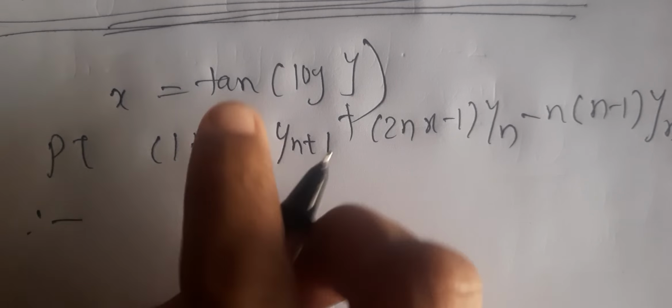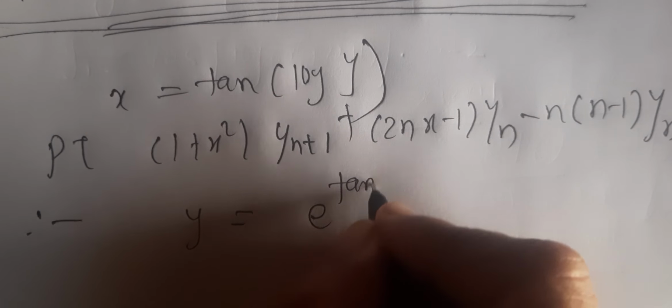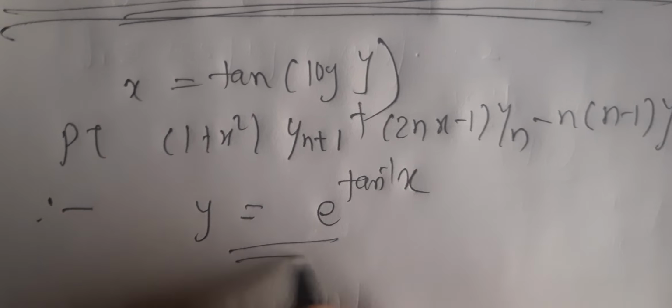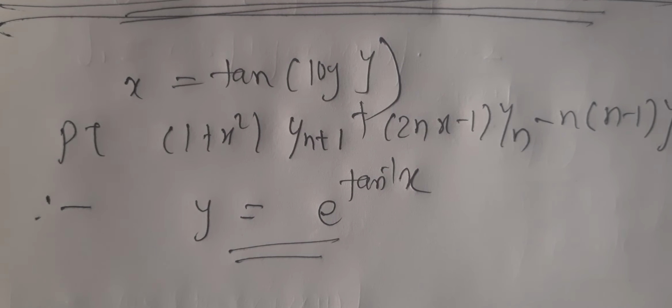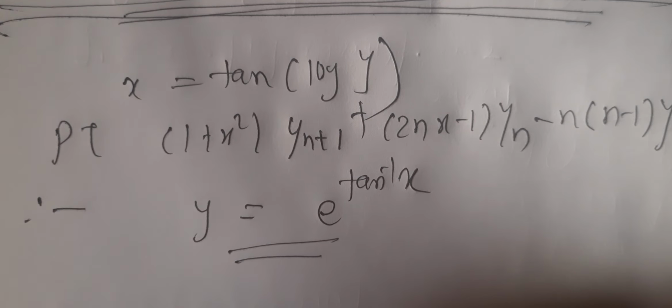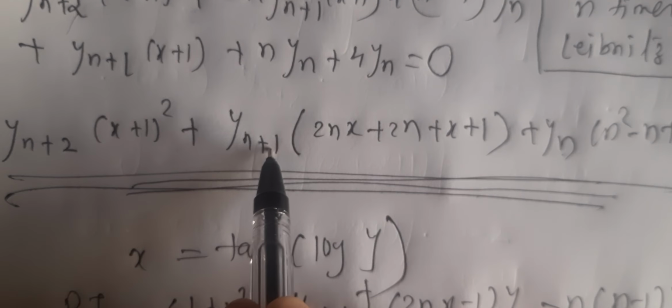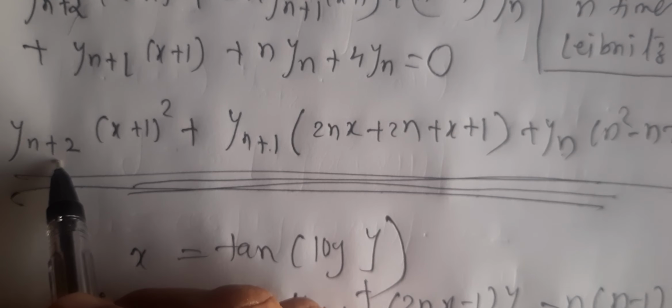So what will be y? It is tan inverse x. This is log, means it will be e raised to tan inverse x, and you can continue with the steps. And last point, in the previous problem, whatever we had to prove, that was the expression in terms of yn plus 1 and yn plus 2.